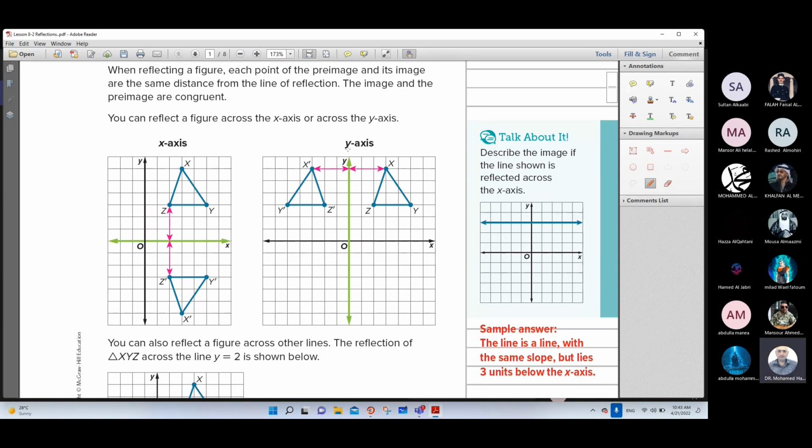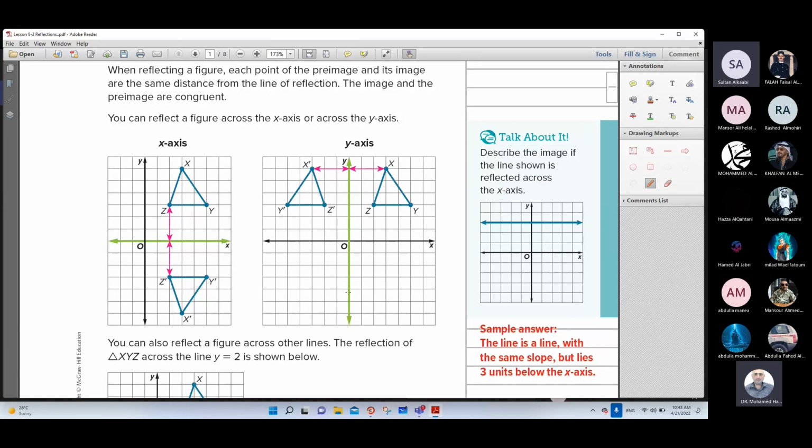and the same idea across the y-axis. This is y-axis. So all the same.